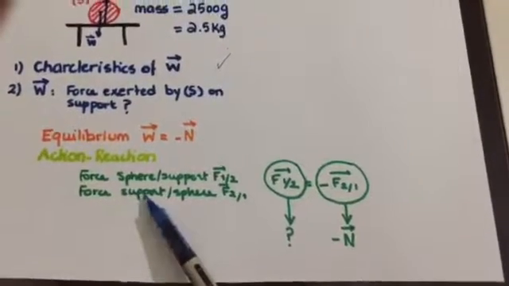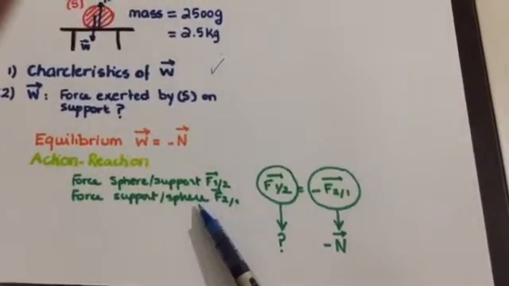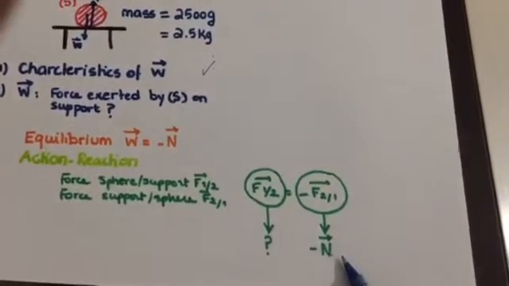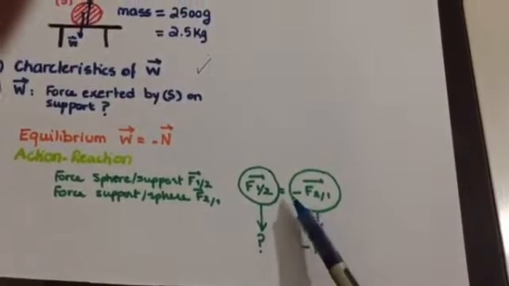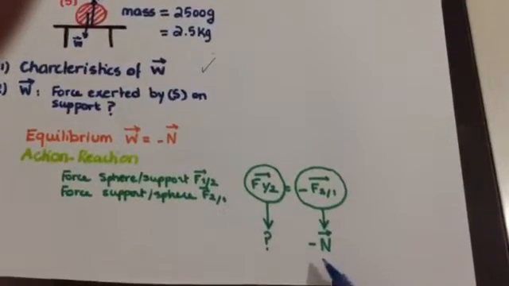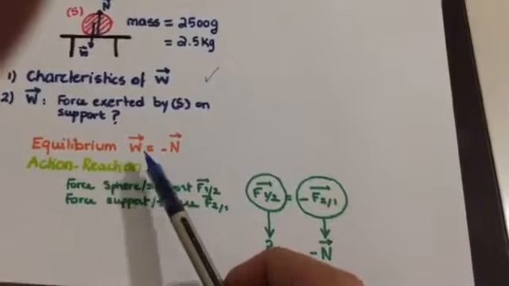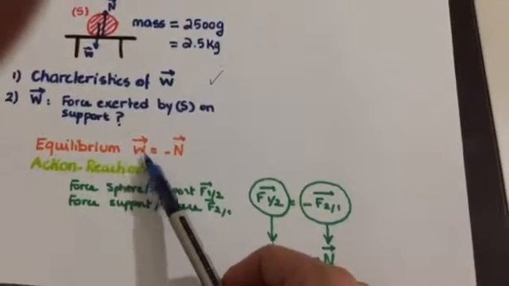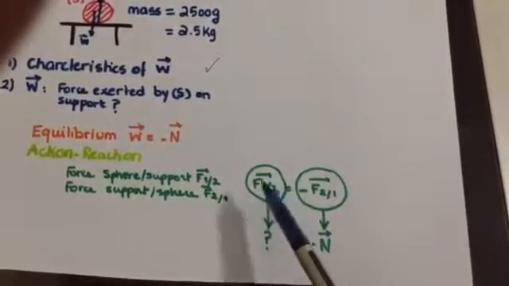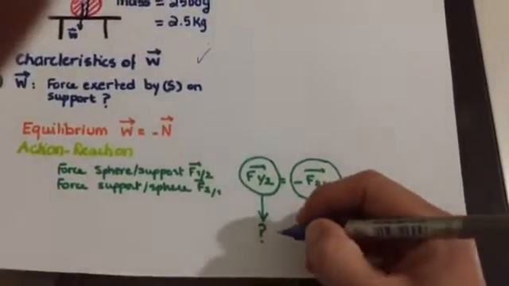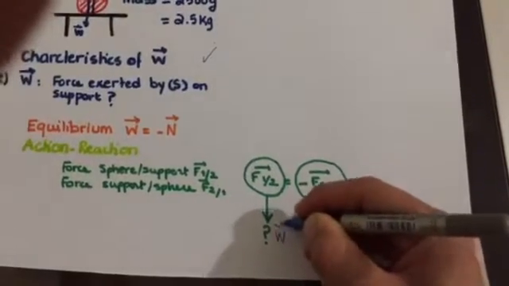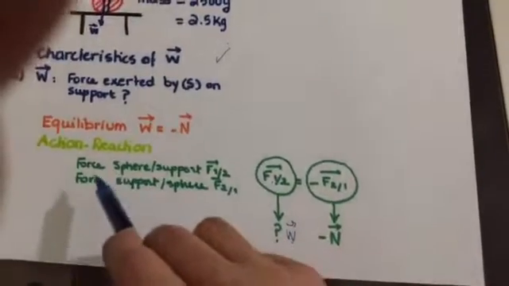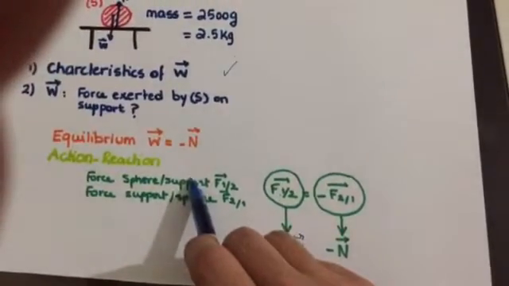The force exerted by the support on the sphere is nothing but the normal, the reaction of the support. So instead of writing minus F2 on 1, you can write minus normal. And then, going back to your first theorem, since you have minus normal equal to the weight, by identification you can tell that this force is indeed equal to the weight, which means the weight is equal to F1 on 2, which is the force exerted by the sphere on the support.